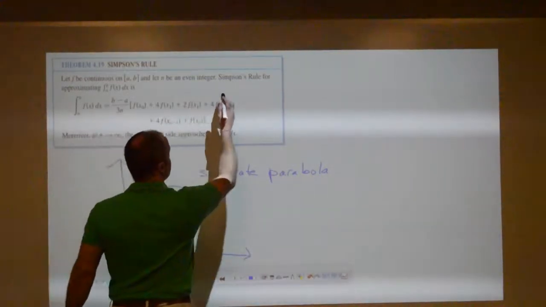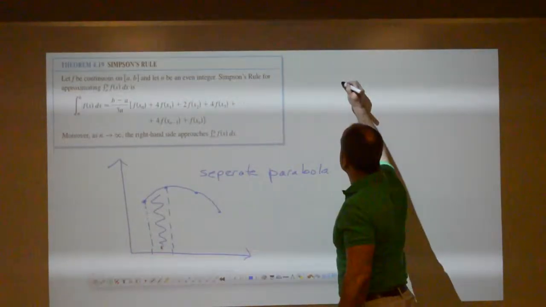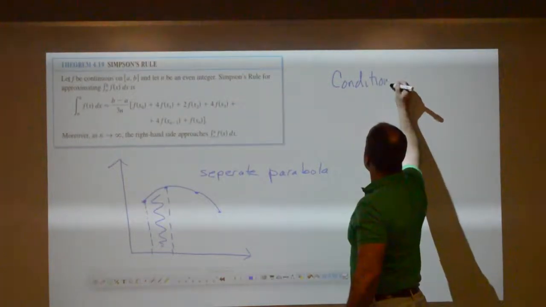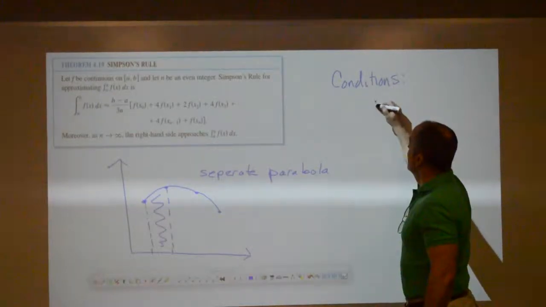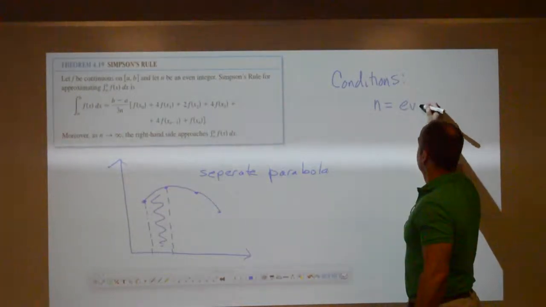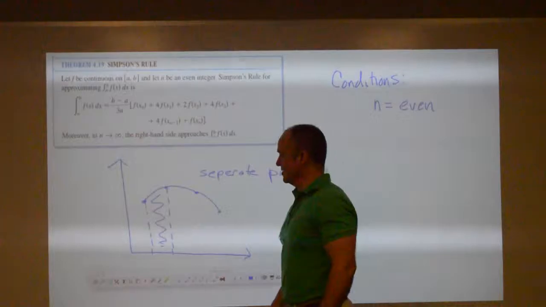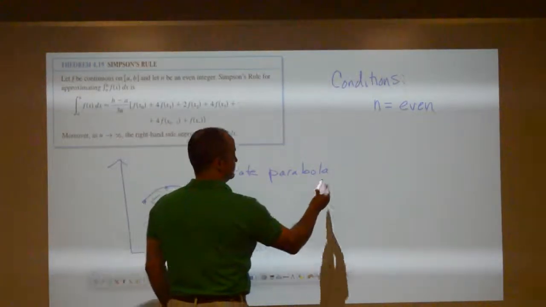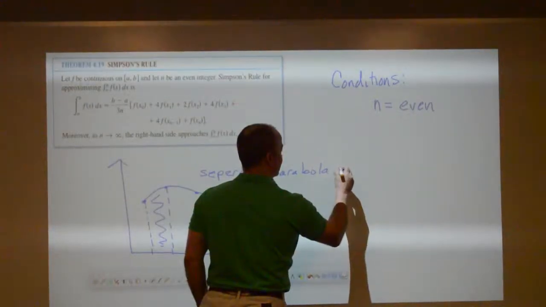A couple of conditions here. Conditions for using Simpson's Rule. One, n has to be even. What do I mean by that, n has to be even? An even number, not any number. Well, what does n mean in this case?